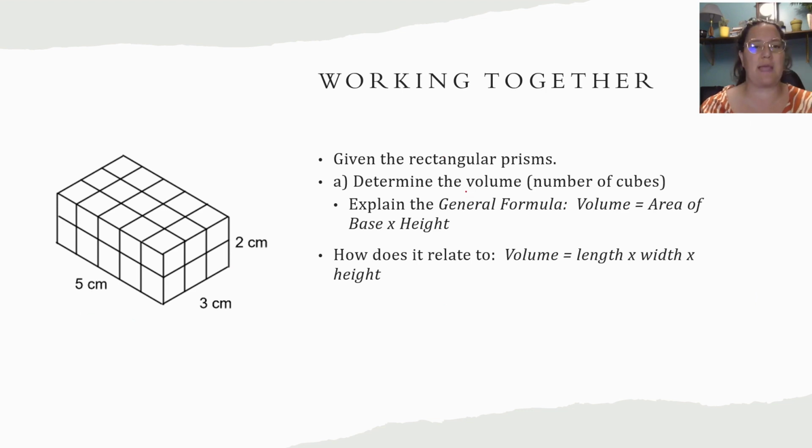Now we're going to look at some examples where we're calculating the volume of these different prisms. We're also going to be drawing the nets to make sure that we are getting all the sides when we're calculating our surface area. So this is a rectangular prism, and we're going to have the general formula of volume and how it relates to the height of our object.